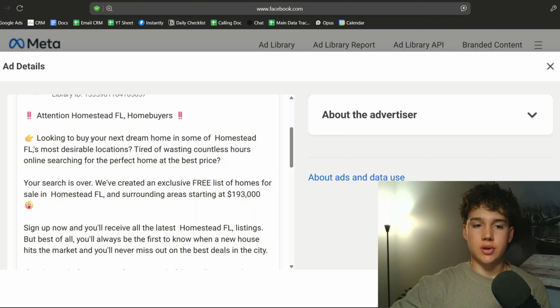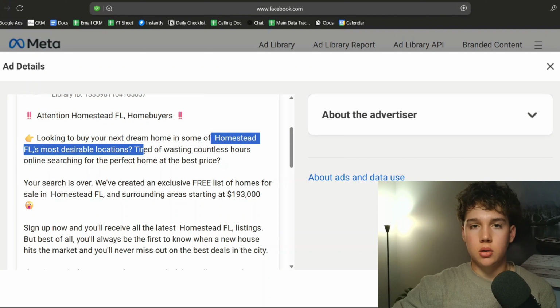So what I'm thinking is, are you looking to buy your next family home or single family home? Are you looking to buy your next duplex, your next condo in the Homestead, Florida area? Something like that, to make it more specific, where it feels even more tailored.